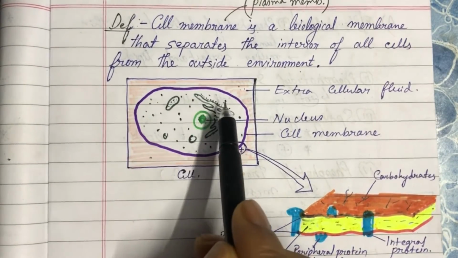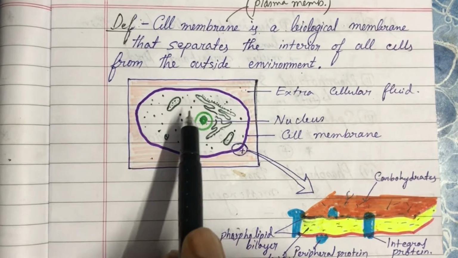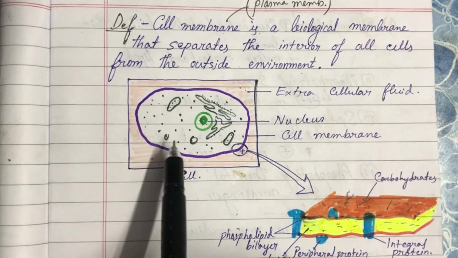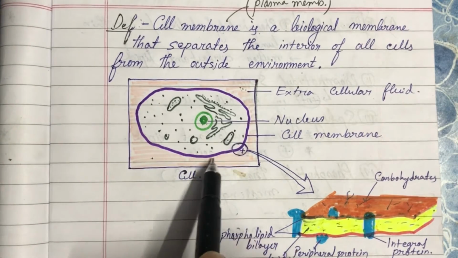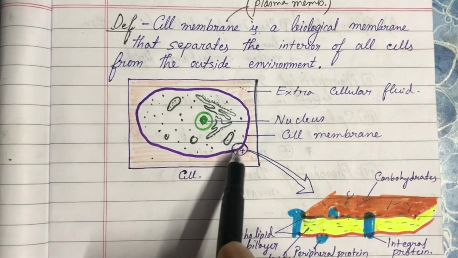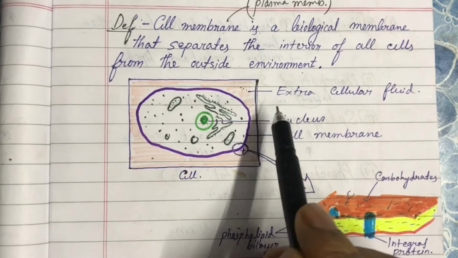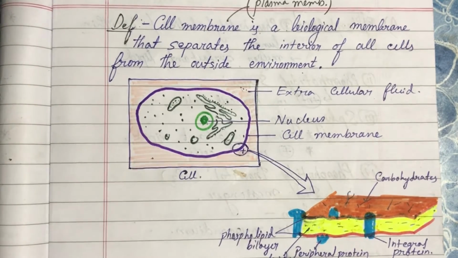Suppose this is a cell and this is the interior environment of the cell, where the cytoplasm, nucleus, mitochondria, endoplasmic reticulum and other cell organelles are present, and this layer is called the cell membrane. This is the cell membrane, which separates the extracellular fluid from the intracellular fluid.